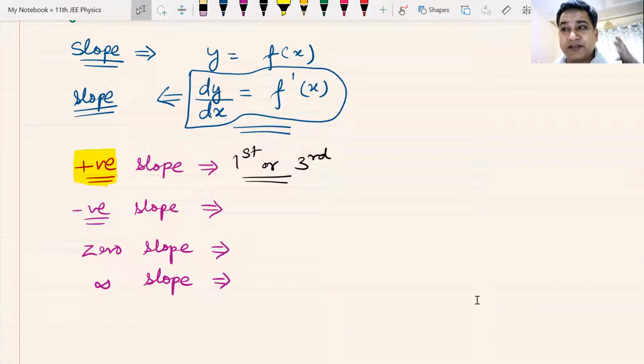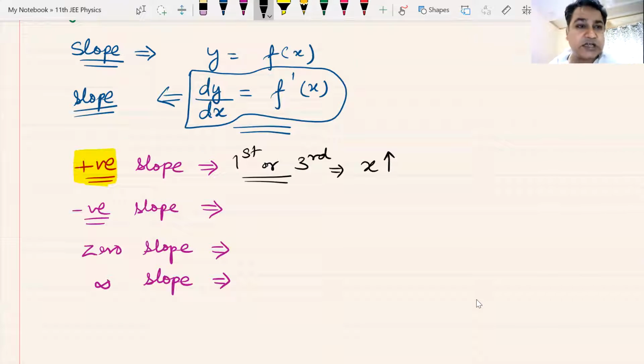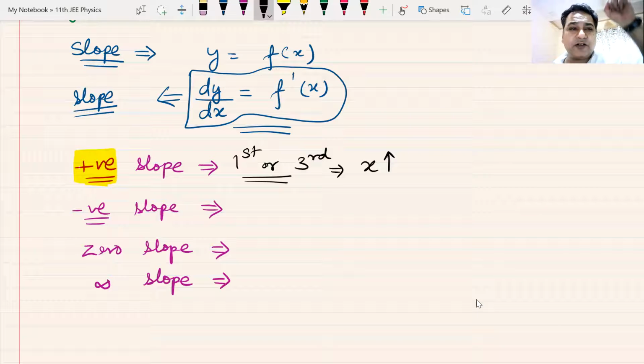Increasing, what do you mean by increasing? You are missing something. Increase of x and y values, not exactly correct, but I will manage. This graph means if x is increasing, x is the independent variable. If you increase the value of the independent variable, if you increase the value of x, what happens to the value of y?